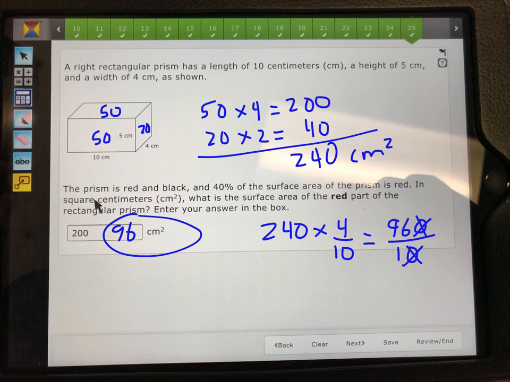Once we know the surface area, we can take 40% of that, which is 4/10. So we do 240 times 4/10, and of course you could probably just plug it into your calculator, but I like to show my work. That would be 240 over 1, which would be 240 times 4, which is 960, and then 10 times 1 is 10. Well, you can divide both of those by 10, leaving you 96 over 1, which of course any number over 1 is just that whole number. So our answer would have been 96 centimeters, not 200 like he wrote.